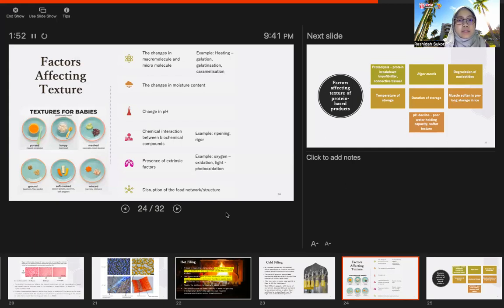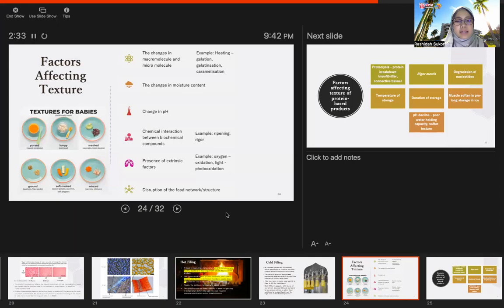Presence of extrinsic factors, this one is also very important. For example, we have oxygen. Oxygen will cause a high rate of oxidation. So if you know that your product will be prone to oxidation, then you have to be cautious. You have to add an oxygen scavenger, for example, in your packaging. Those are examples of precautions you have to take in order to reduce oxidation, because oxidation is also part of food deterioration that will occur in the presence of oxygen.